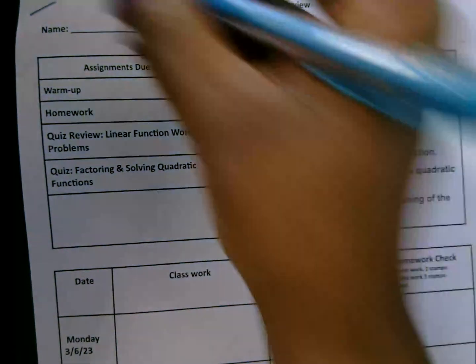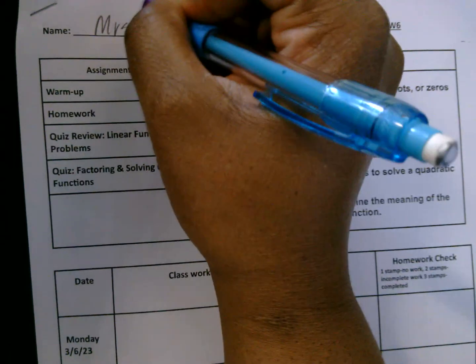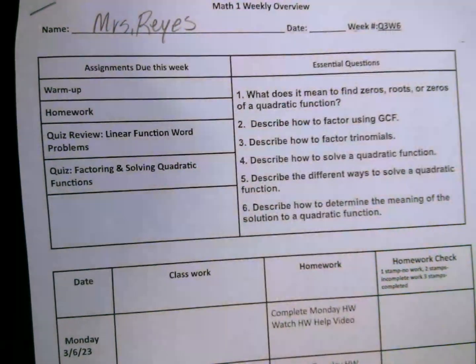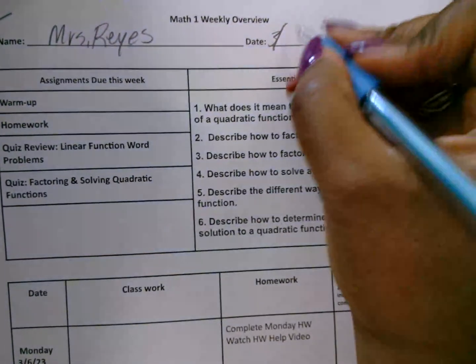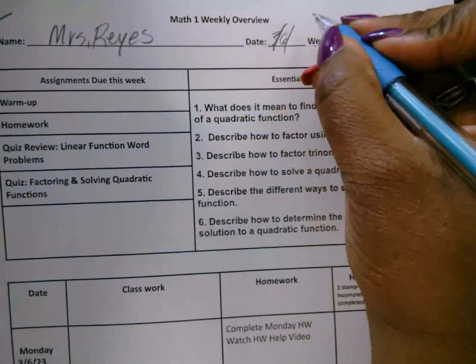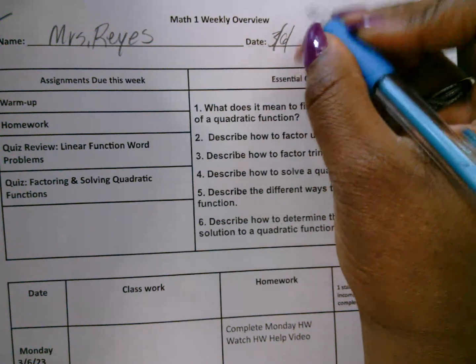Math 1, our agenda is on the sideboard. Today's date is the 6th. If you hadn't done so, please make sure that your first and last name is at the top of your packet. This is Women's Month, y'all. It's pretty cool. March 6, 2023.